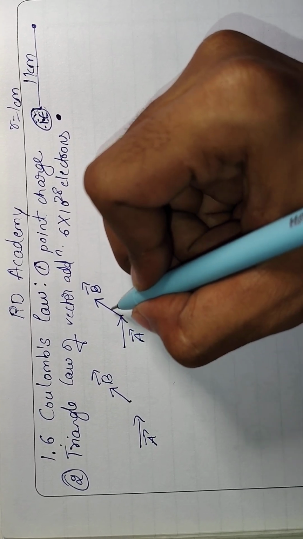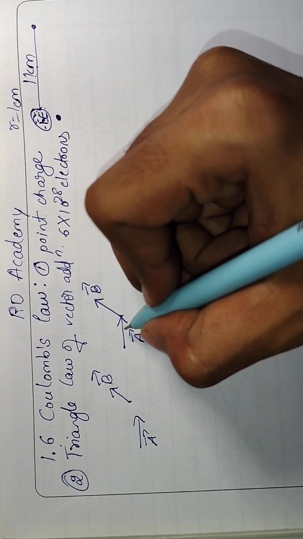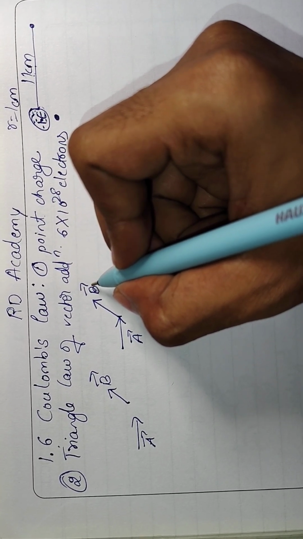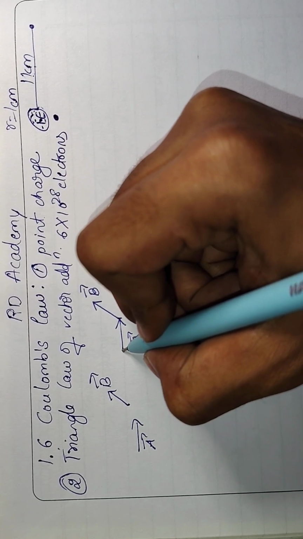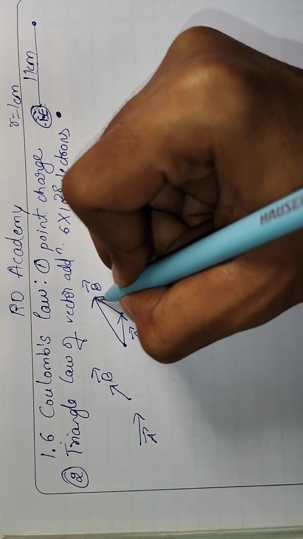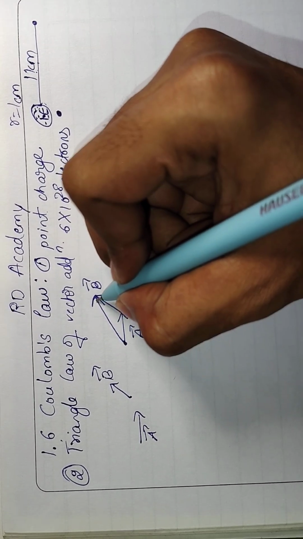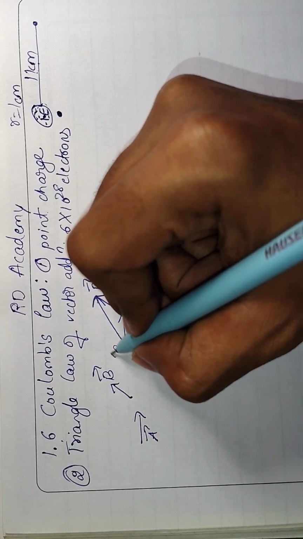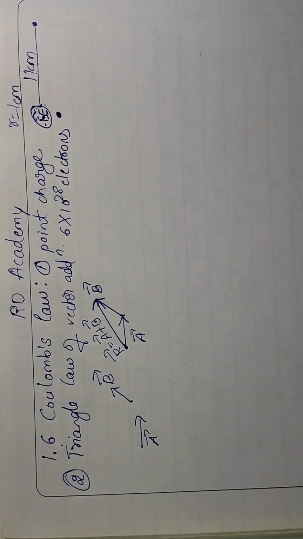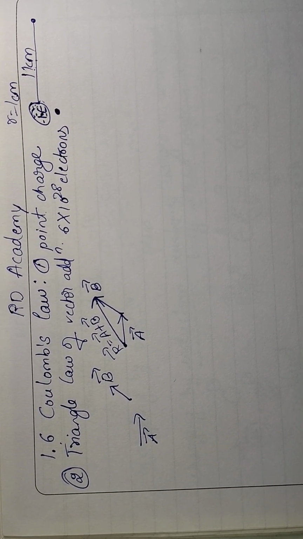When you do this process, the resultant of these 2 vectors, A vector plus B vector, is obtained by a vector which is drawn from the tail end of the first vector towards the head end of the second vector, the last vector. This particular line that I have drawn represents the resultant vector, which is A vector plus B vector. So this is the triangle law of vector addition.